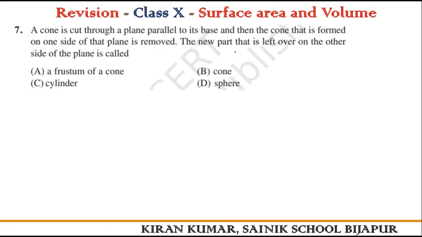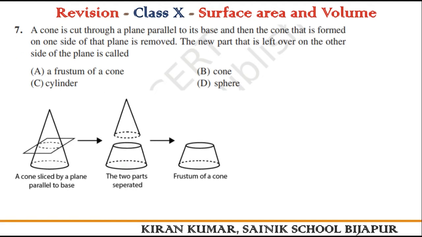The new part that is left over on the other side of the plane is called: option A, frustum of a cone; option B, cone; option C, cylinder; option D, sphere. For better understanding, I have taken a cone. When a plane makes a slice of a cone, and the conical part is removed, we get a frustum of a cone.